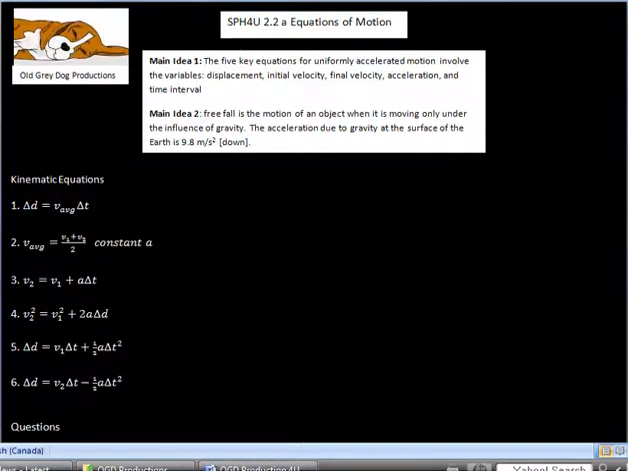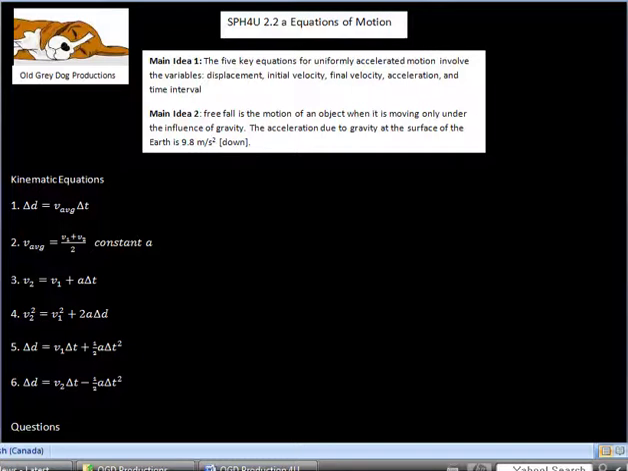Okay, this is the second lesson in our kinematics unit, equations of motion. Two main ideas. The first main idea is that there are 5 equations for uniformly accelerated motion that involve the variables displacement, initial velocity, final velocity, acceleration, and time interval. The second main idea is that free fall is the motion of an object when moving only under the influence of gravity. The acceleration due to gravity at the surface of the Earth is 9.8 meters per second squared down, or towards the center of the Earth.